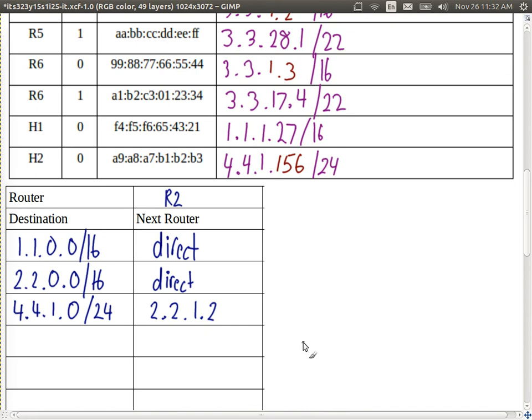R2. We've got the two directly attached subnets. We've got subnet C, 4.4.1.0, so do subnet D. And then think about the remaining subnets. You don't need to use the entire table. The space I've provided is the same for all the routers. You don't have to use all the rows. You should have a routing table as small as possible, as few rows as possible.